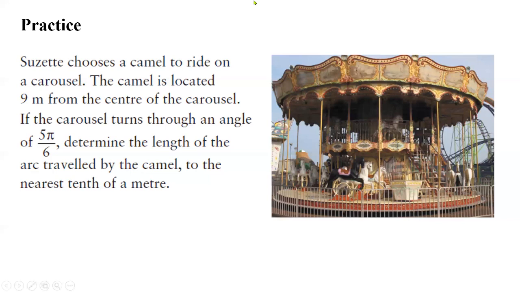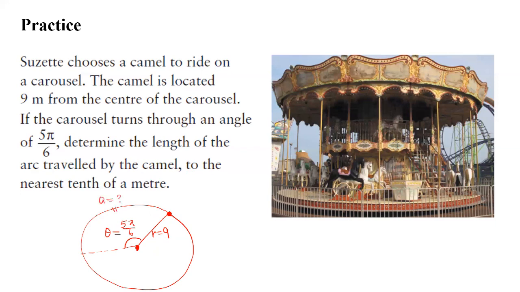Okay, any thoughts? Actually, we can sketch this problem in a graph, right? So suppose this is the center of the carousel and this is a camel, okay? And this camel turns around the center, right? And the radius of this circle is 9 meters. So R is 9, which is the distance between the center and the camel here, right? And it asks us to find the angle in radians here. When this camel turns through an angle of 5 pi over 6, it asks us to find the length of the arc. So we need to find the value of A here, right?